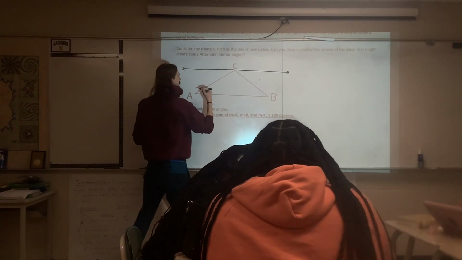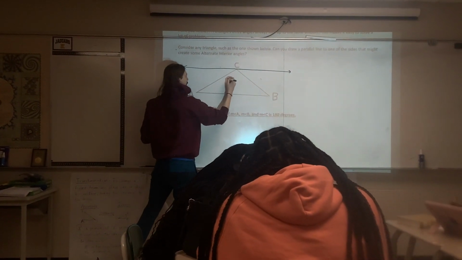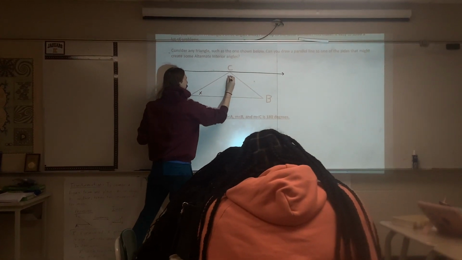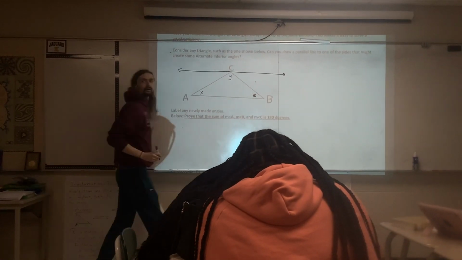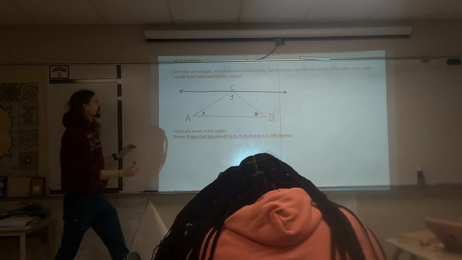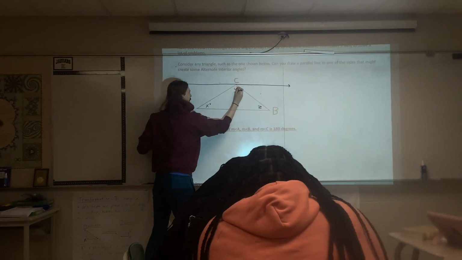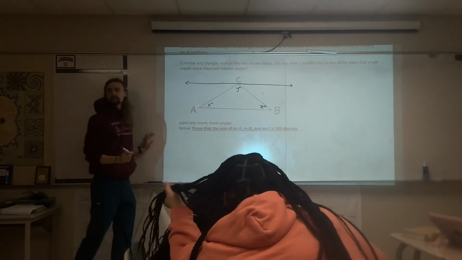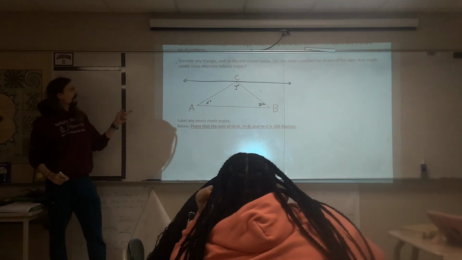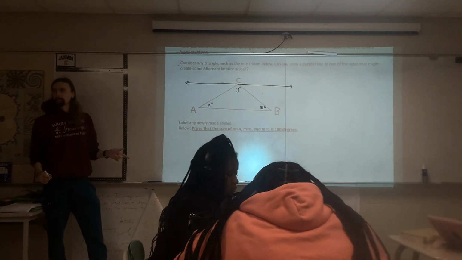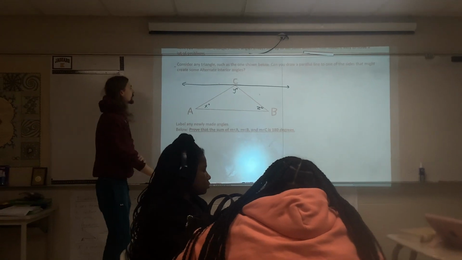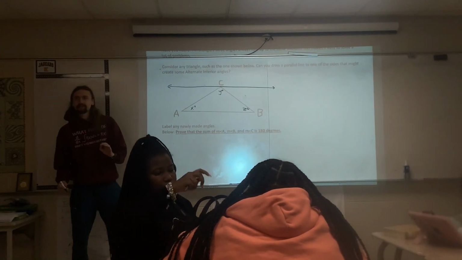So now I'm going to take a look at these three angles. I'm going to call them X, Y, and Z. That's the number of degrees here, so I'll mark it as degrees to remind you those are numbers of degrees. We want to show that X, Y, and Z add up to what? 180 degrees. Well, we wanted to make some alternate interior angles.